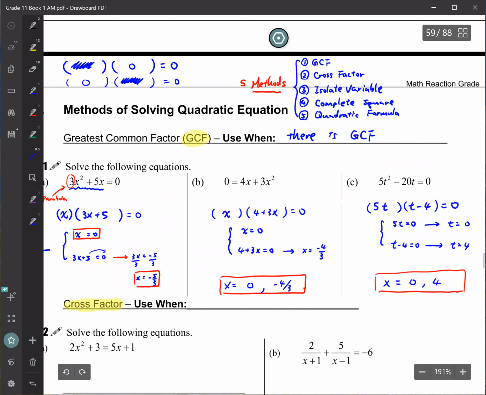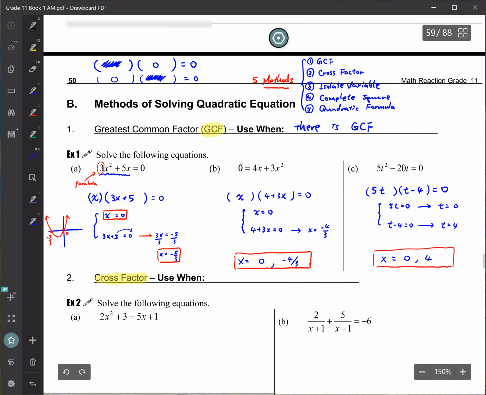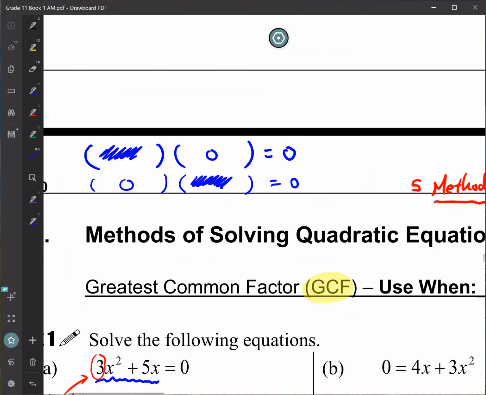And then we started with the GCF method. So we use the GCF when there's a GCF to take out. It's not just the variable, sometimes it could be coefficients as well, like question C, where we can take out 5t. 5 is also a common factor. The idea behind this is once I factor it, you turn it into brackets. In order for them to equal 0, you need to make each one of them become 0, so either one of the brackets equals 0. That's how you figure out the x, or the roots.